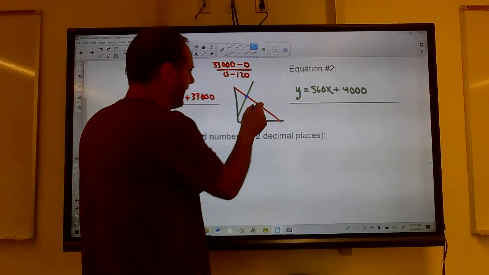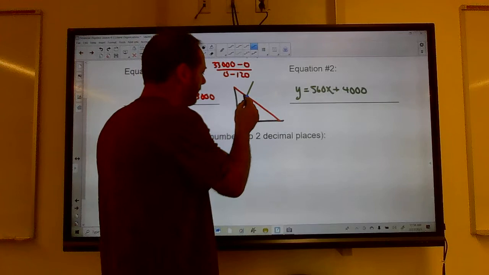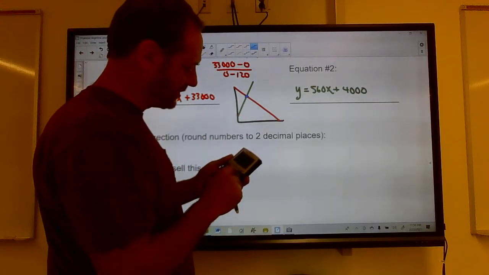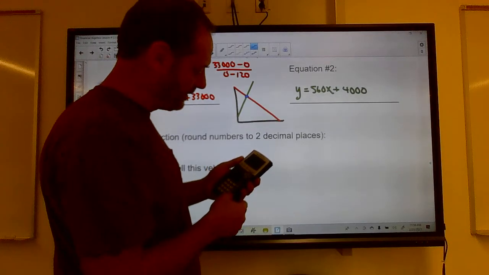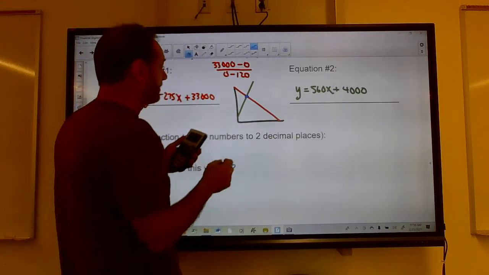It put my little X mark right here. I'm going to move it using my left arrow key over to here, as close to that intersection as I can. I'm going to hit enter. I'm going to hit enter a second time, and a third time, and it's going to tell me the answer.